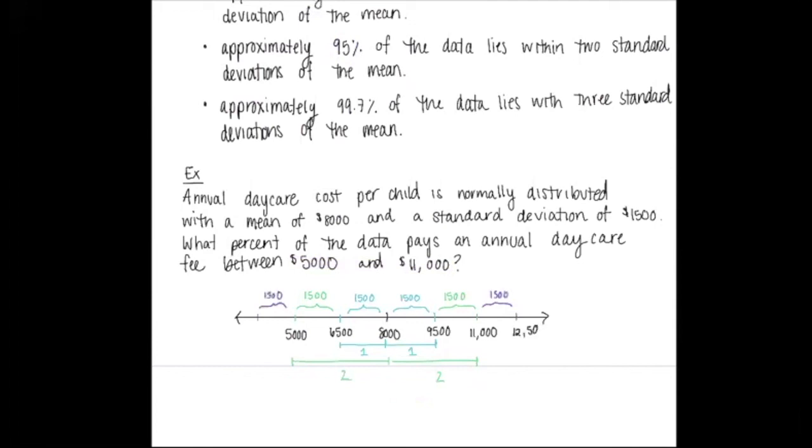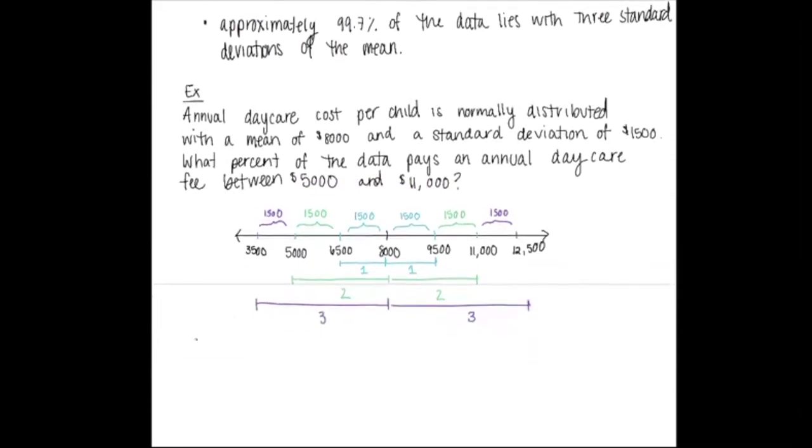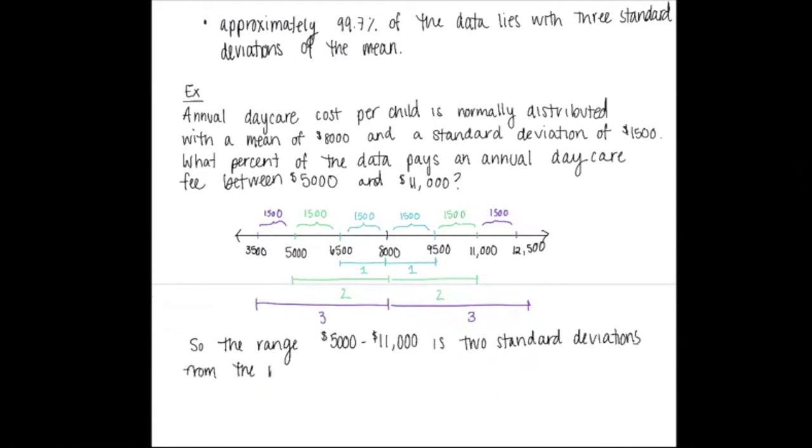But this would be 12,500. This would be 3,500. And this would be 3 in each direction. So 99.7% of people would pay between 3,500 and 12,500. So the range, 5,000 to 11,000, is 2 standard deviations from the mean of 8,000. So 95% of the data would fall in this range.